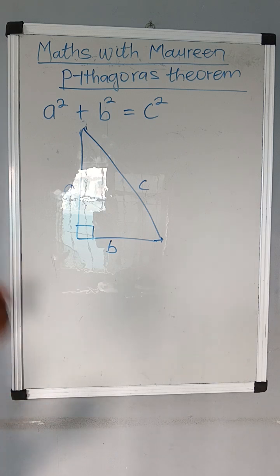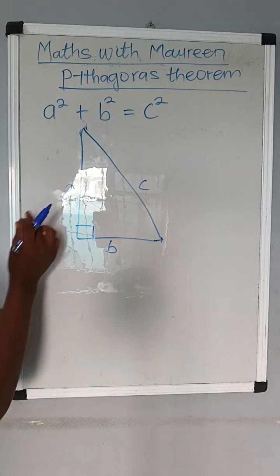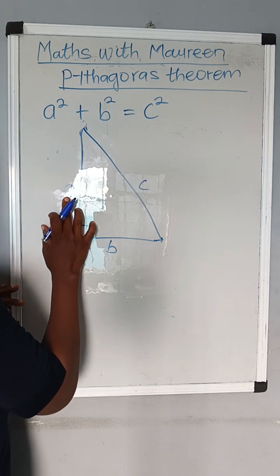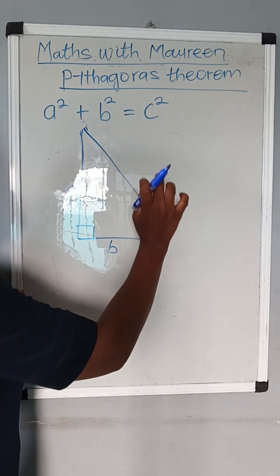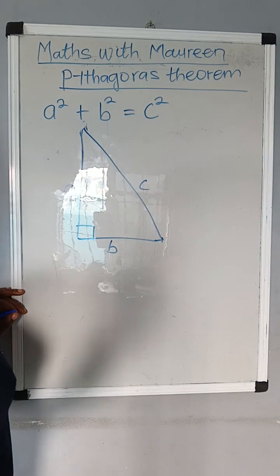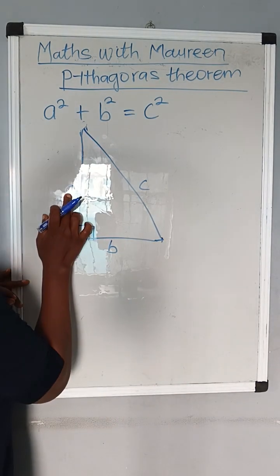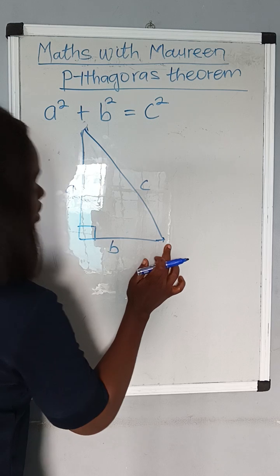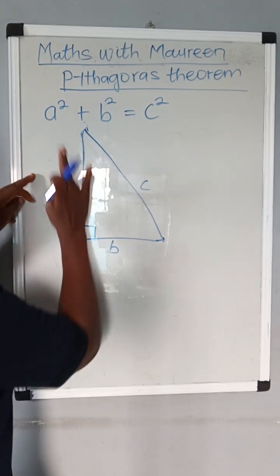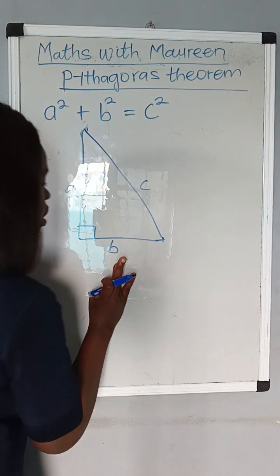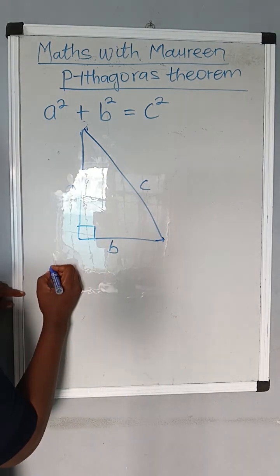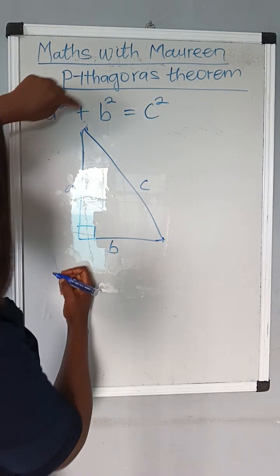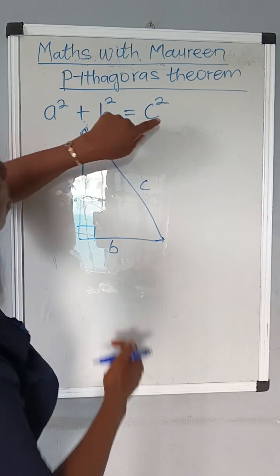So this Pythagoras theorem states that the sum of the squares of the two legs is equal to the square of the hypotenuse. These are the legs. We have A as one of the legs and this is the other leg. The square of this plus the square of this equals the square of this. That is what we have here.